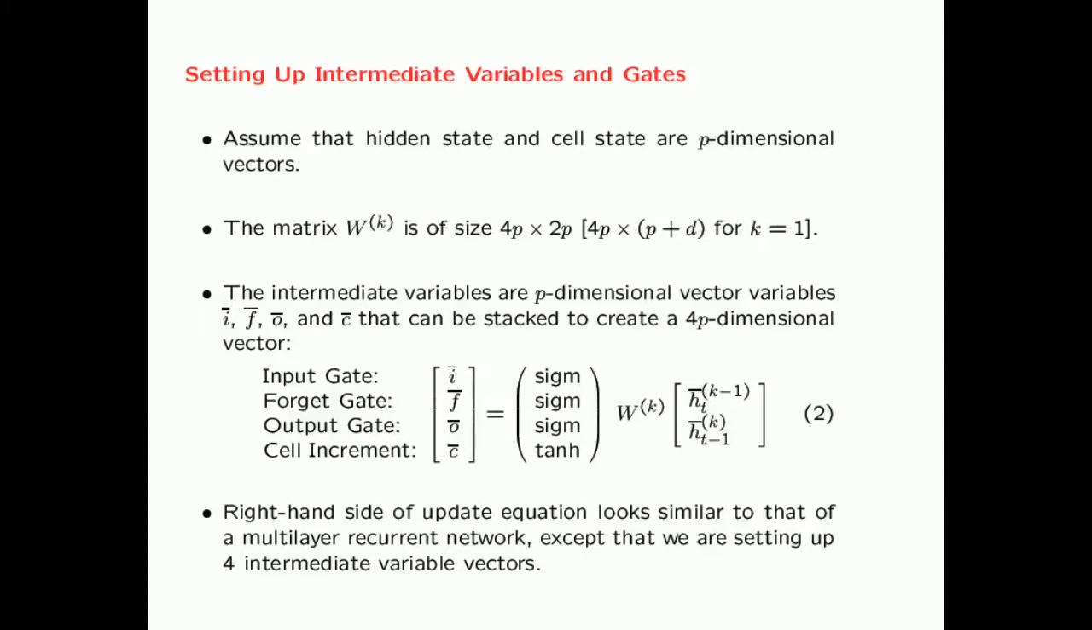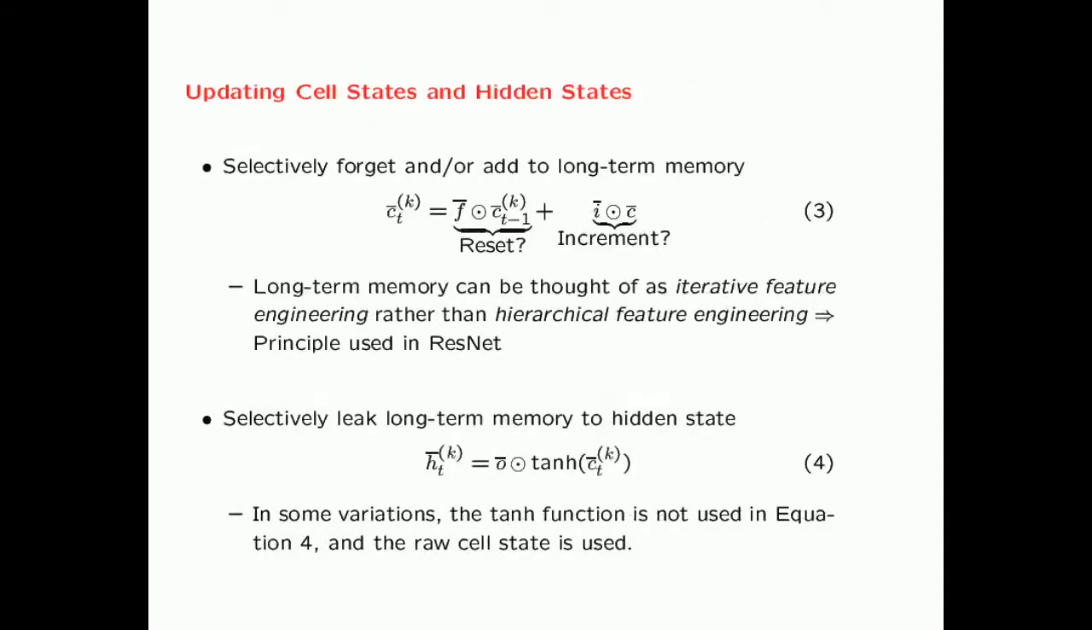Now it's very important to note that these intermediate vectors, you don't carry them forward from layer to layer. They're just intermediate variables which you use to update your 2 main variables, which are your hidden states HTK and your cell states CTK. Once you're done with the operation, you don't care about these 4 specific sets of variables which you have set up in this step.